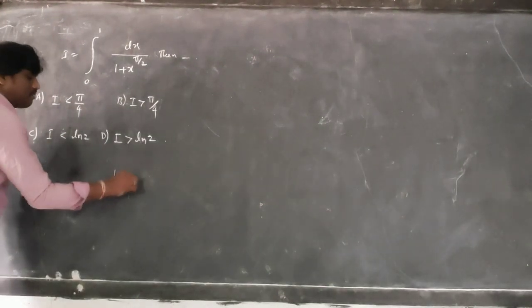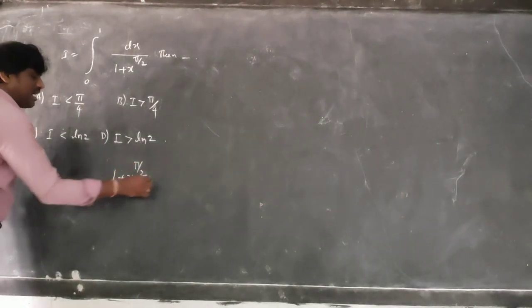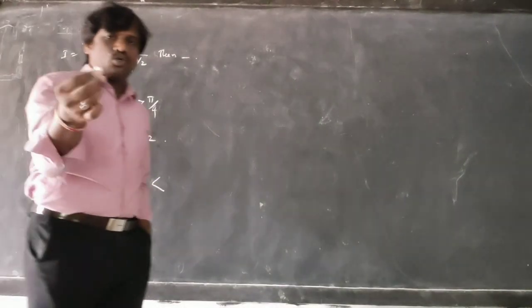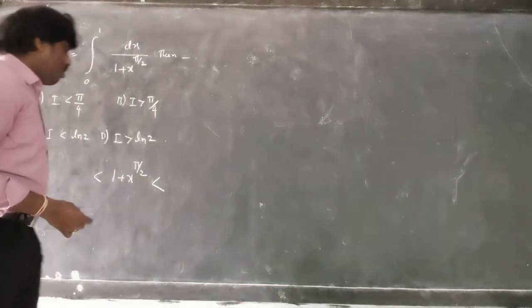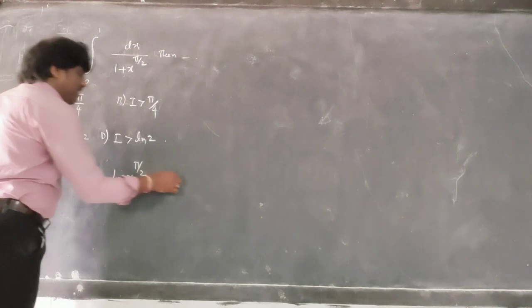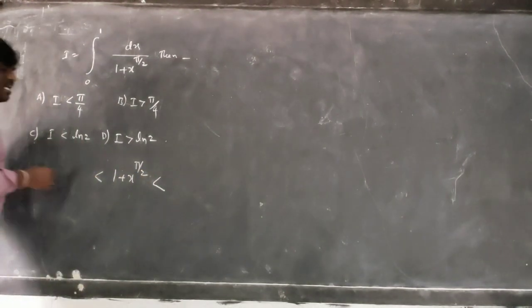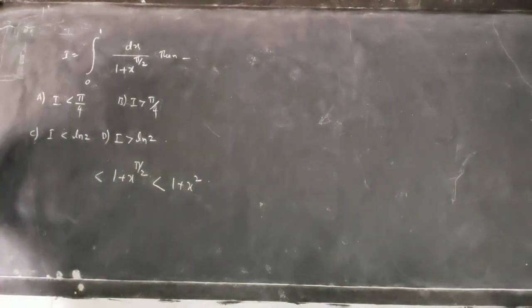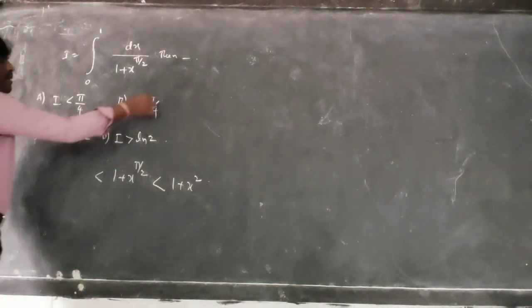For 1 plus x power pi by 2, I take two functions between them, as I just explained previously. What are the functions I am going to take here? One is a bigger function, one is a smaller function. Can I take 1 plus x square? Why? Because I have pi by 4.